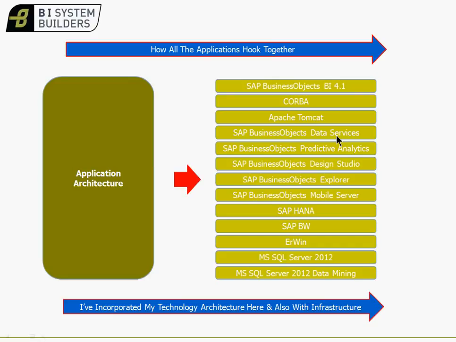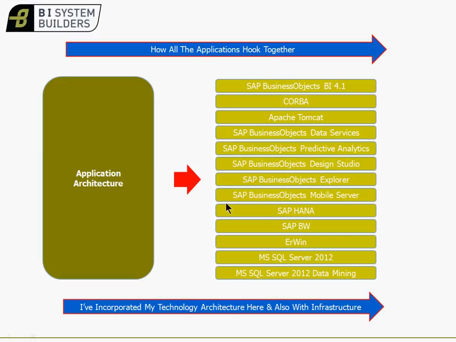For my ETL, I have Data Services. For my predictive engines, predictive analytics using KXEN. For my dashboarding now I'm using Design Studio, and I've got the Business Objects Explorer tool that I want in there, and I want a mobile capability. So I'm listing mobile server. You see what I'm doing? I'm selecting and talking about all of the applications that I want to use.